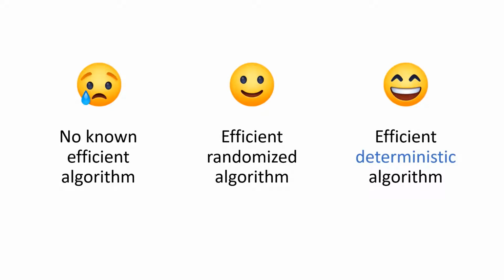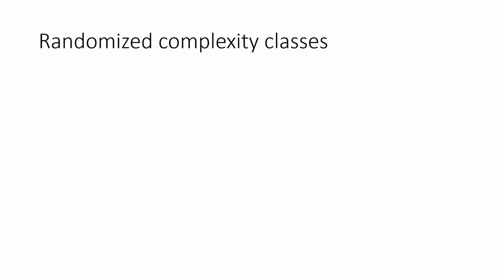Randomized algorithms are good, but deterministic algorithms are even better. The goal of derandomization is to start with randomized algorithms and try to find deterministic algorithms that do the same job. For example, we would like to design deterministic polynomial time algorithms for languages in BPP.